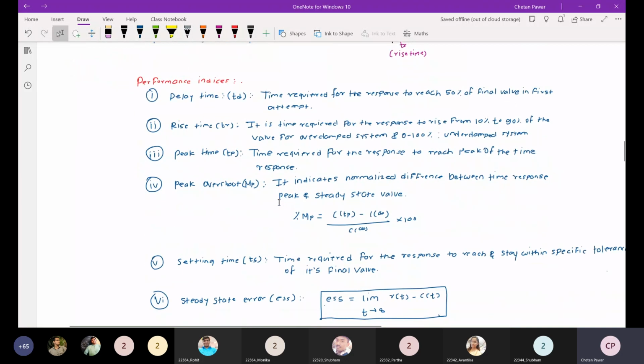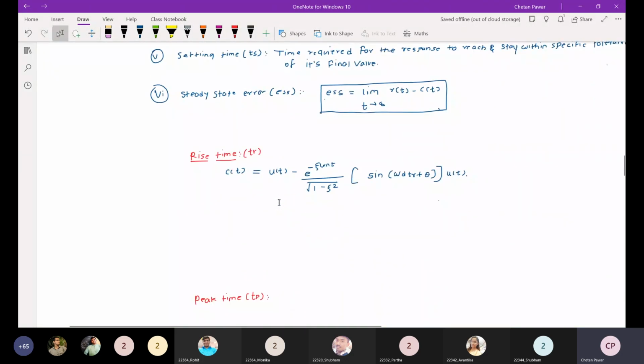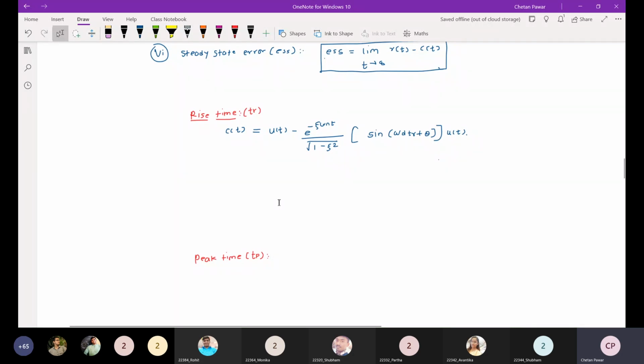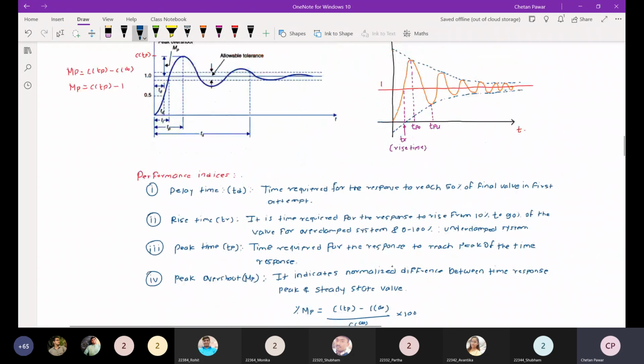Okay, so we will proceed to how to calculate these times. First we will start with the rise time. This is an underdamped system, so the rise time is the time it takes to reach from 0% to 100% of the final value. Here the 100% final value is 1, and the initial value is 0. So we need to calculate the rise time, and this is our equation, where omega d is the damping frequency.